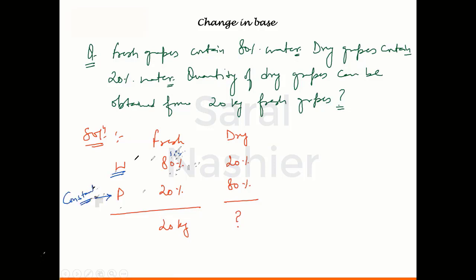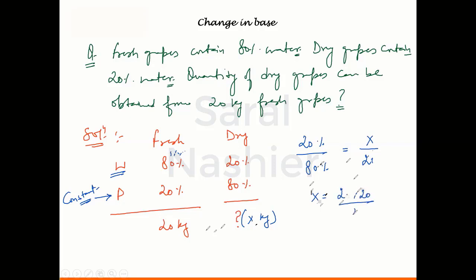The quantity of pulp remains constant. So if I use that concept here, let us say the quantity of dry grapes that can be obtained from these is x kg. As I told you, the ratio of the two percentages of pulp, they are 20 and 80. The ratio of the two percentages is the inverse of the ratio of the total. So total was 20 by x, but inverse of that would be written as x by 20. And this will give me the value of x as 20 into 20 divided by 80, or 5 kg.